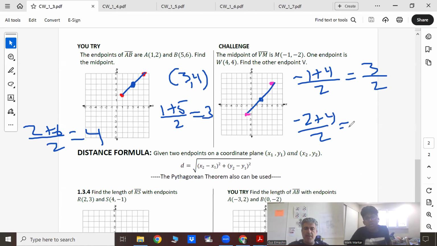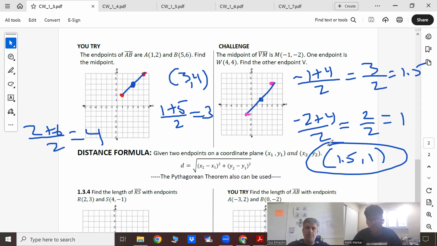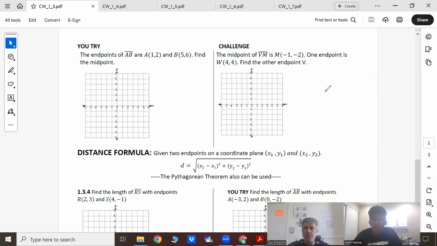Last one worked out really nicely. Say 1.5 comma 1. That's the answer. Oh, wait one sec. I messed up. Sorry, I messed up. W is an endpoint. -1, -2 is a midpoint. My apologies.